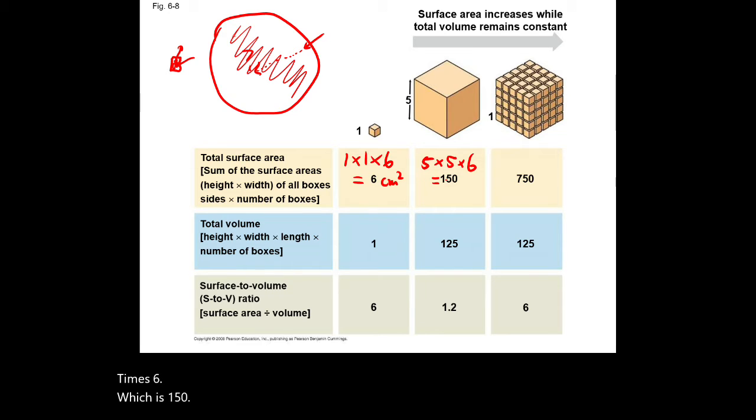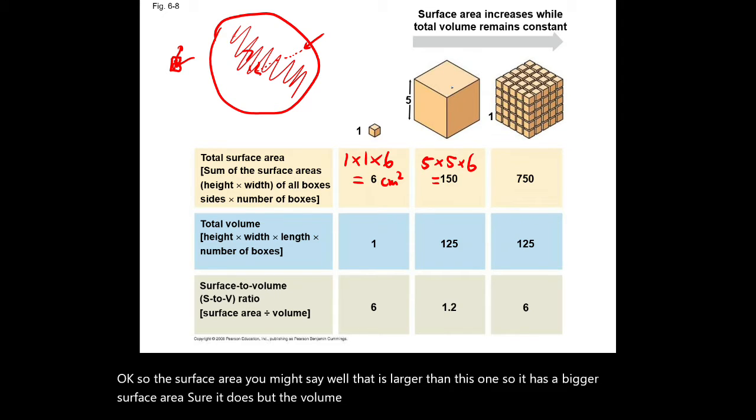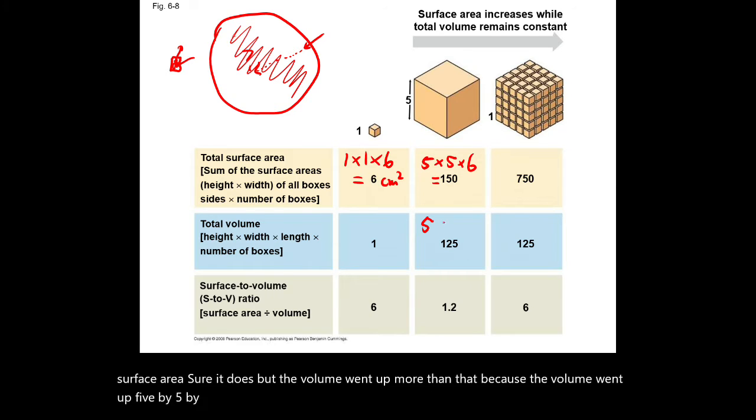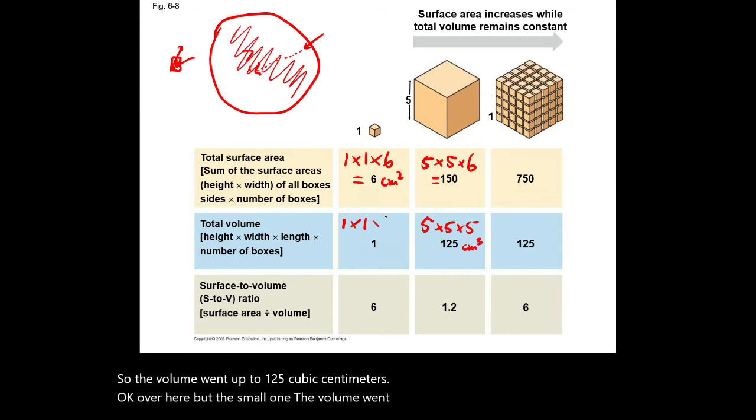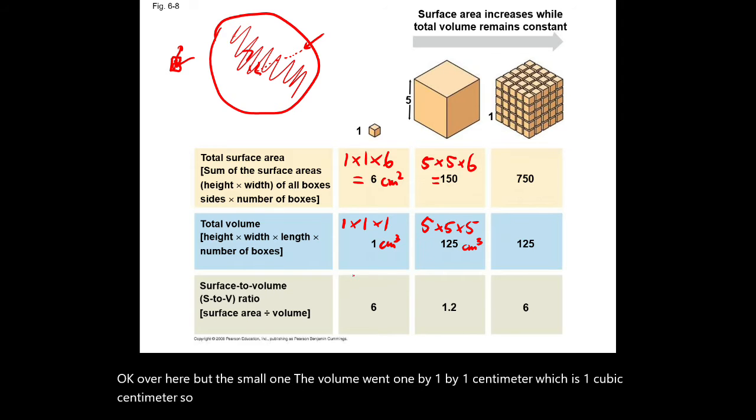Okay, so the surface area, you might say, well, it is larger than this one, so it has a bigger surface area. Well, sure it does, but the volume went up more than that, because the volume went up 5 by 5 by 5, length times width times height. So the volume went up to 125 cubic centimeters. Okay, over here with the small one, the volume went 1 by 1 by 1 centimeter, which is 1 cubic centimeter. So surface area to volume ratio is 6 divided by 1 equals 6.